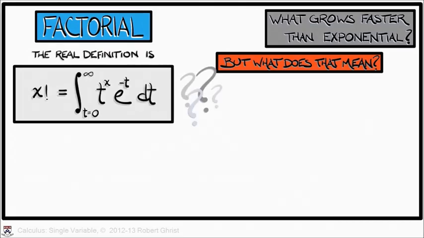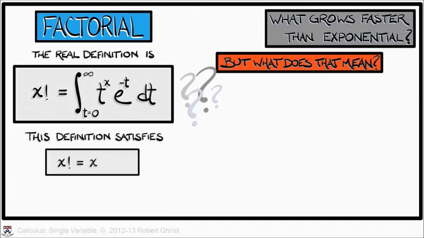The definition of x factorial is the integral as t goes from 0 to infinity of t to the x times e to the minus t dt. Oh, what in the world is that? Well, we're not going to explain that now. We'll get to that later in this course, maybe in Chapter 3.